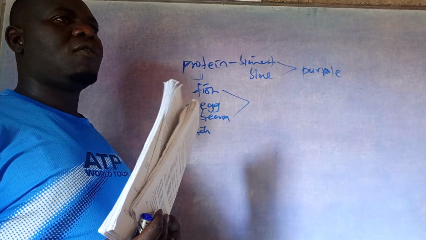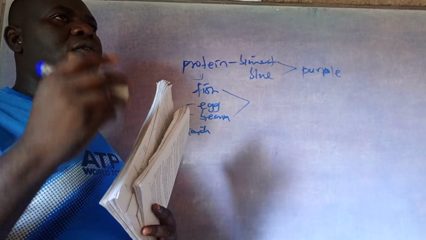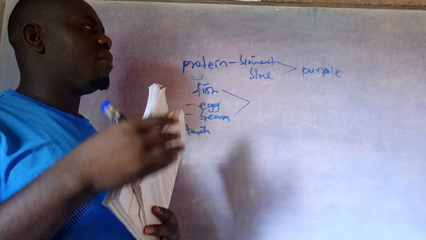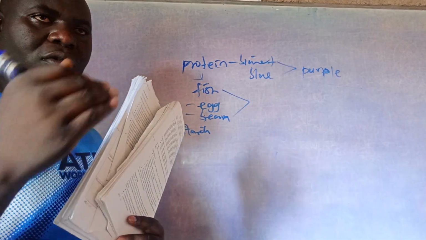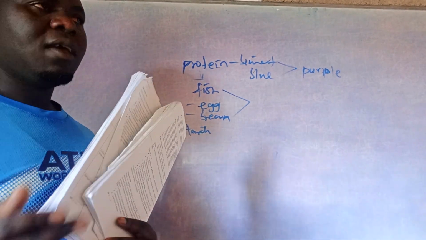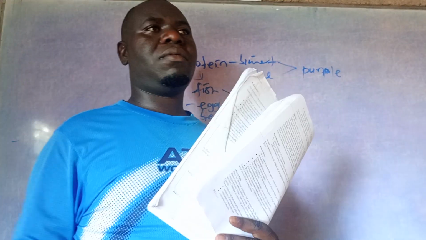So you don't just say add Biuret solution or whatever solution. You need to come up with a method, right? You need to write your method clearly, step by step. We do this all together. So now we can try to explain step by step.